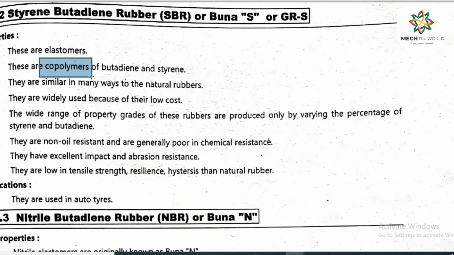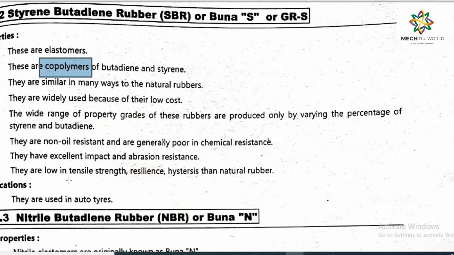They are similar in many ways to natural rubber. They are widely used because of their low cost. A wide range of property grades of these rubbers are produced only by varying the percentage of styrene and butadiene. They are non-oil resistant and are generally poor in chemical resistance. They have excellent impact and abrasion resistance. They are low in tensile strength, resilience, and hysteresis compared to natural rubber.